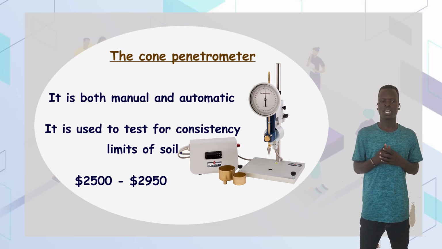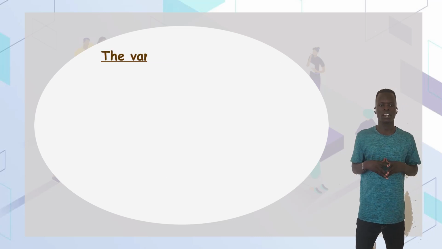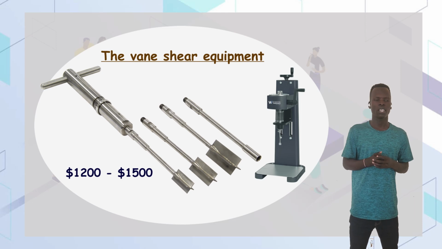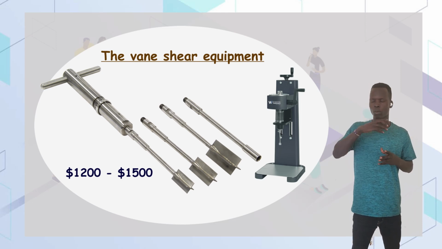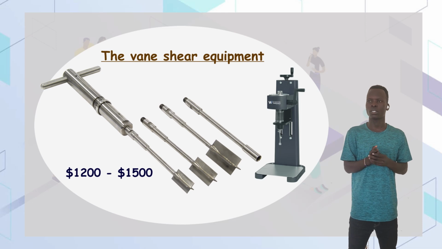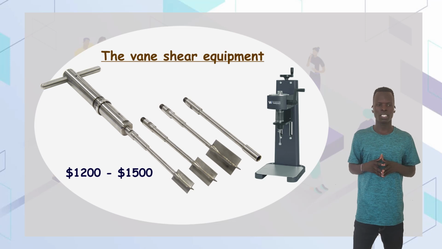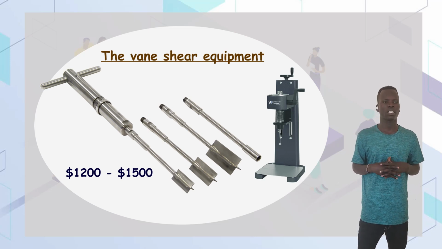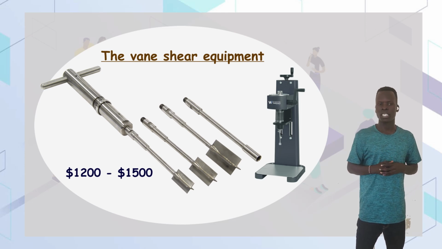The next one is the vane shear testing equipment. It is inserted into the soil, and then it is rotated. After rotating, the shear strength of the soil is then read off from the machine. Its cost ranges from $1,200 to $1,500.